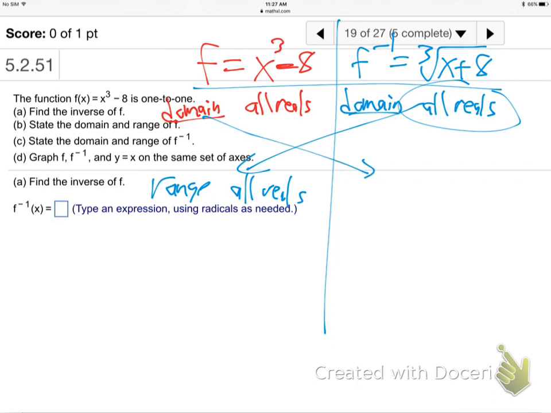His domain will be more useful later when they're not just all reals. But that's how we're always going to handle that. Just find the domain for both, trade them. It's the range for the opposite one, because that's what an inverse function is, trading of domains and ranges. So it's just all reals for everything on that one. But in a bit, it'll be more interesting than that. Is that good?